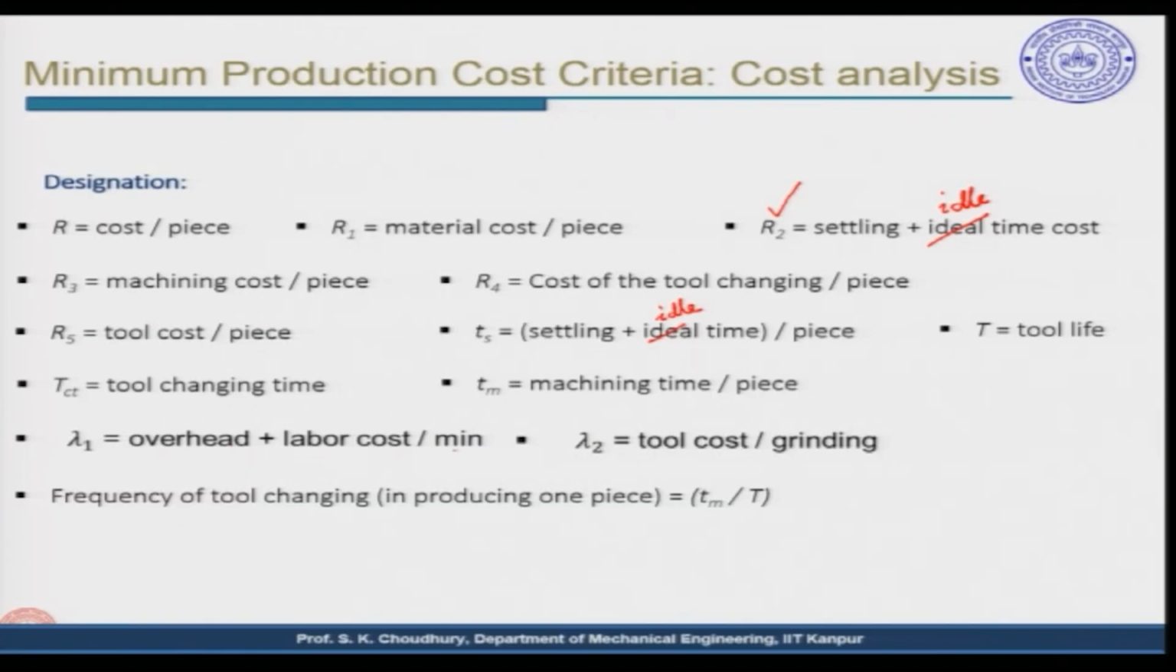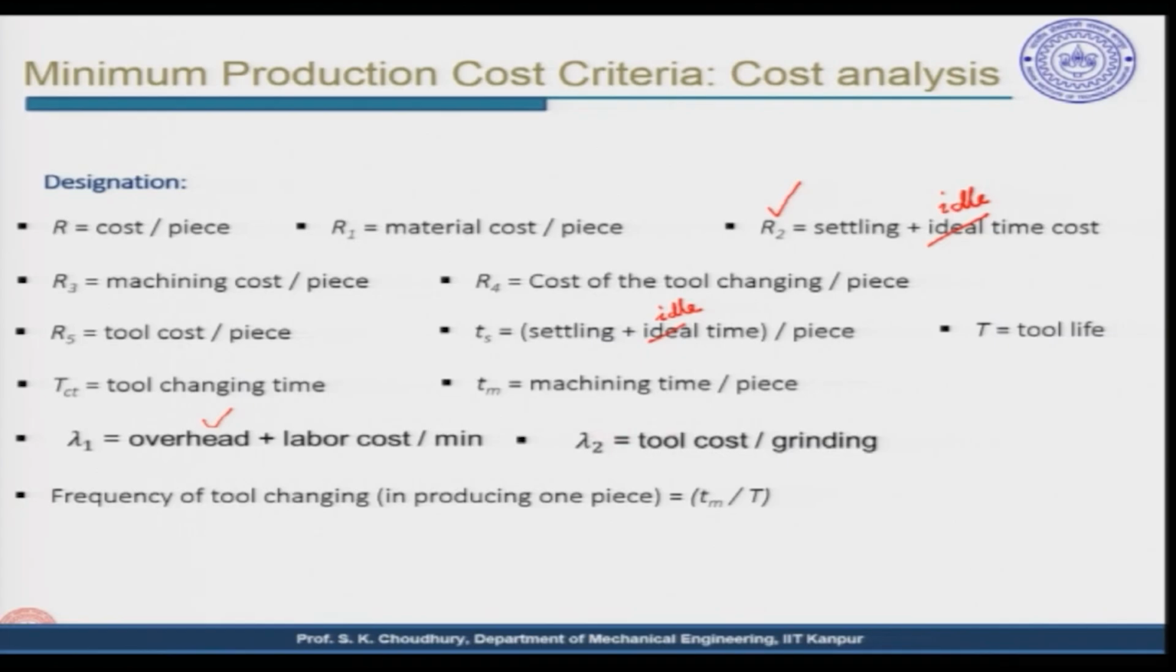Now, lambda 1 we will take as the overhead plus labor cost per minute. What is overhead? Apart from the labor cost, the salary you pay a worker, you have to pay for the building where the factory is located, for the electricity, the water, the hydraulics, the pneumatics and so on. You also have to pay those people involved in the design, for example, or in the advertisement. All of these are included in the overhead plus labor cost per minute.